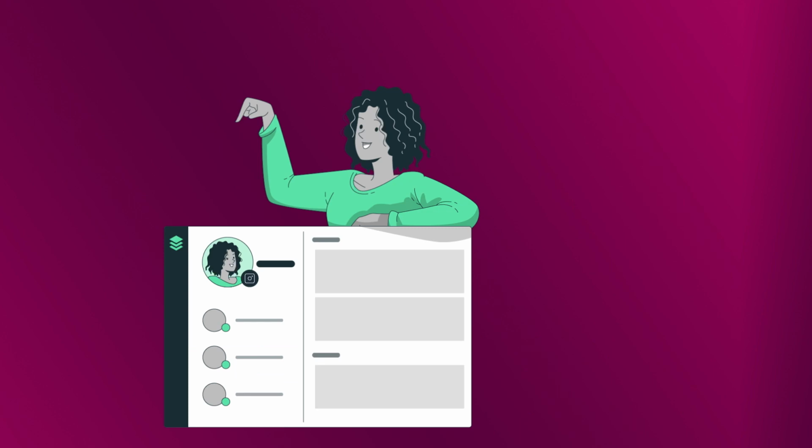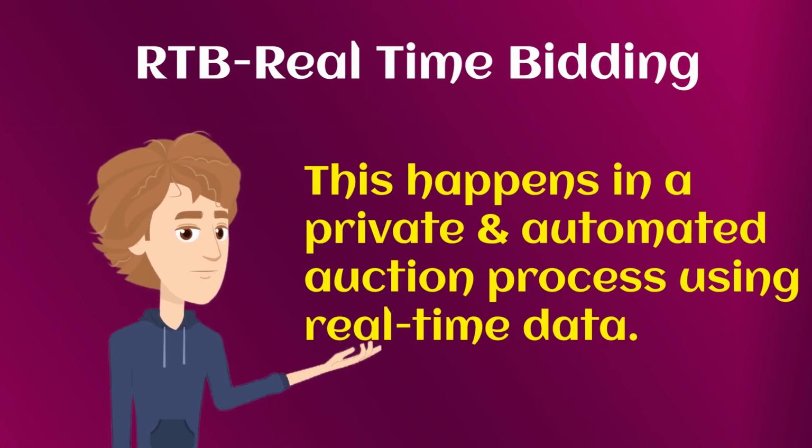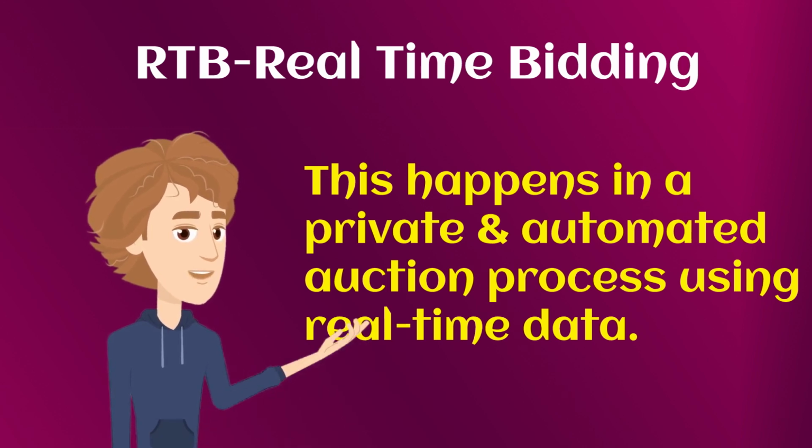So if you want to publish your ads in search engines like Google Ads or Microsoft Ads, you would have to go through real-time bidding to advertise your ads on the search engines. This happens in a private and automated auction process using real-time data.